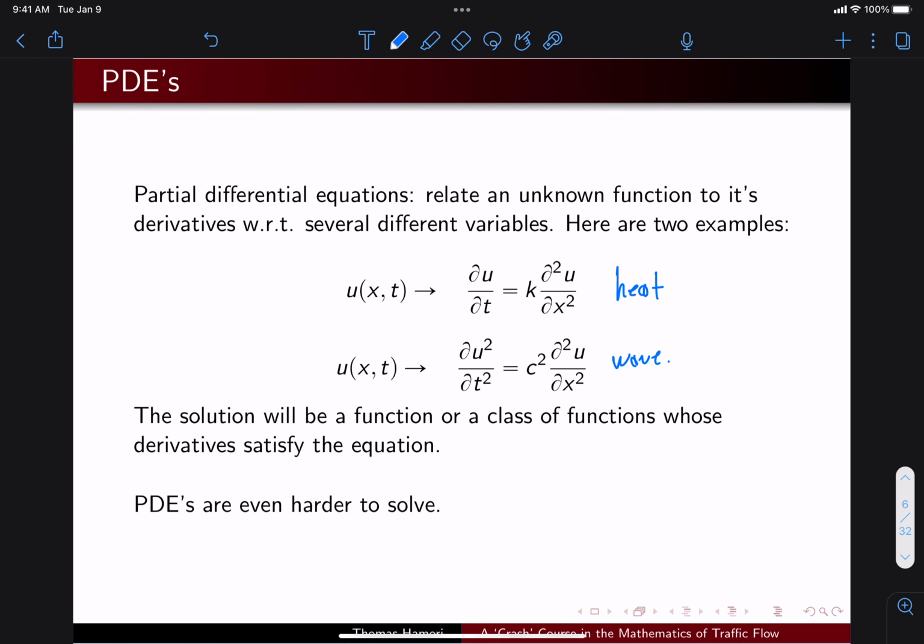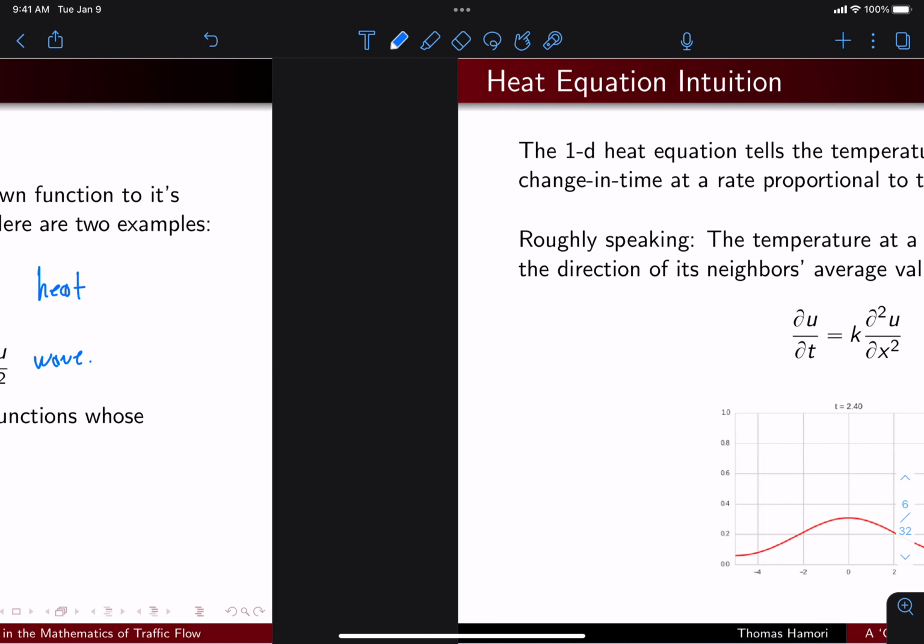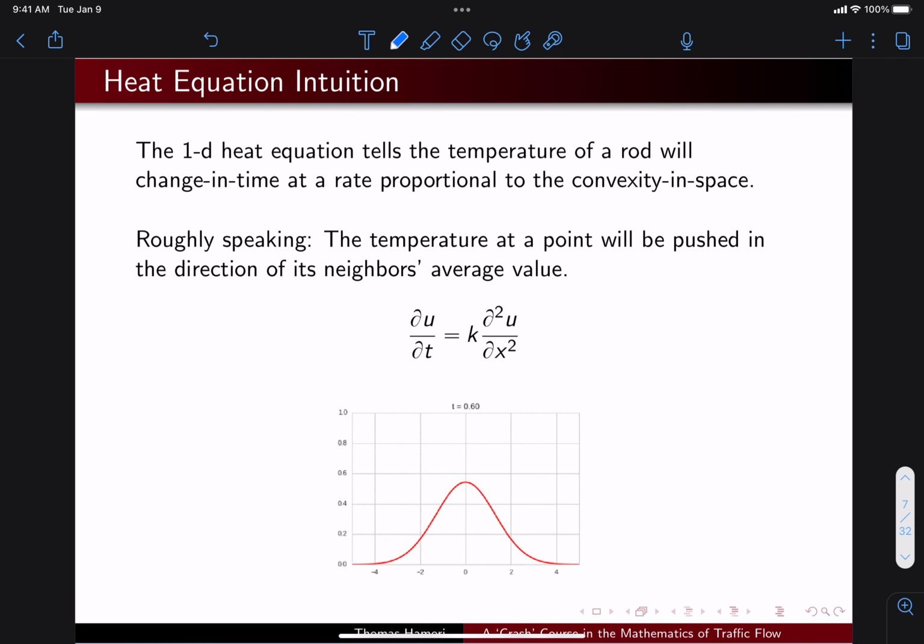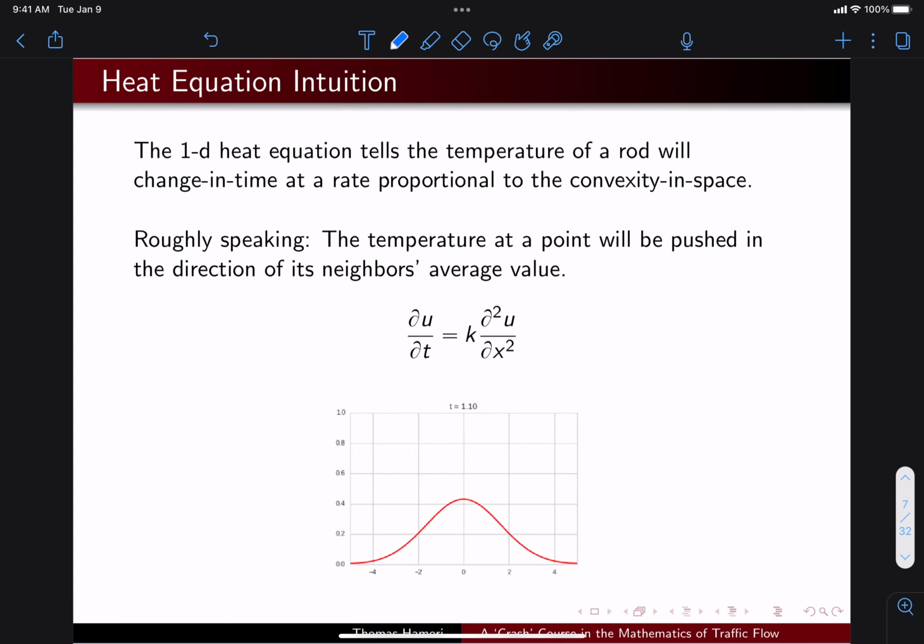So I just want to give an intuition for basically what these things are saying. What does the heat equation really say? If u is measuring the temperature in a steel rod, explaining what the temperature is at a given time and location, then the way that the temperature is going to change over time is going to be related to the second derivative of the temperature in space.